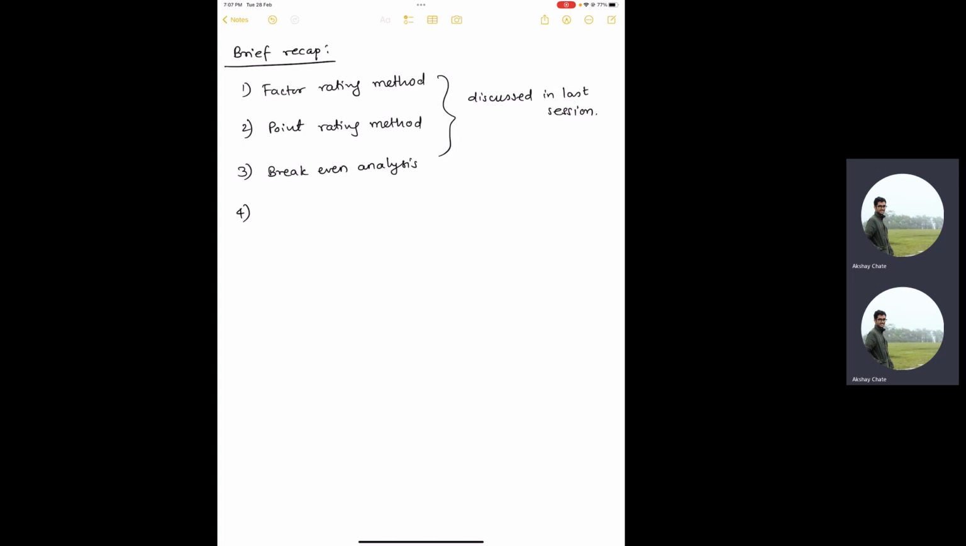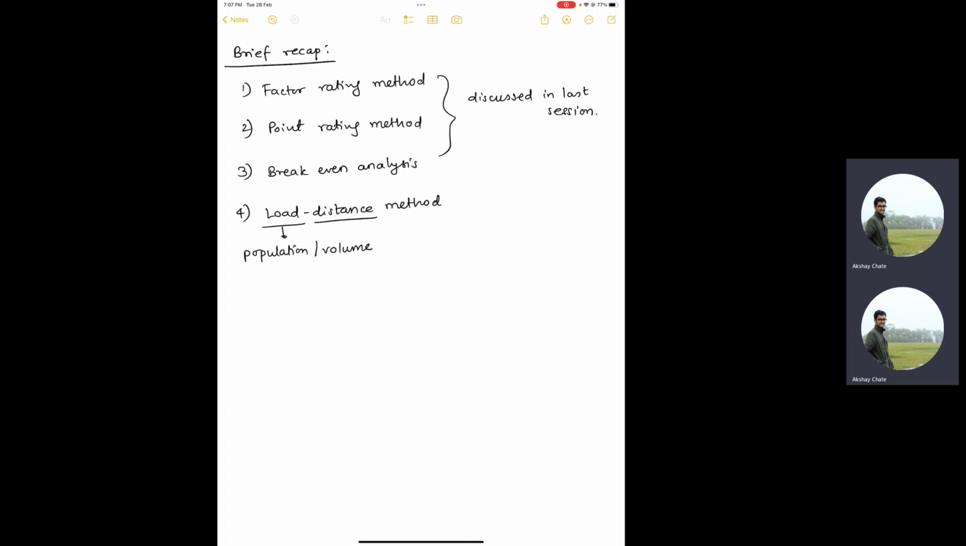First was the load distance method. As the name suggests, it takes into account load as well as distance. Sometimes this is called population or volume. It depends on what context you're talking about.